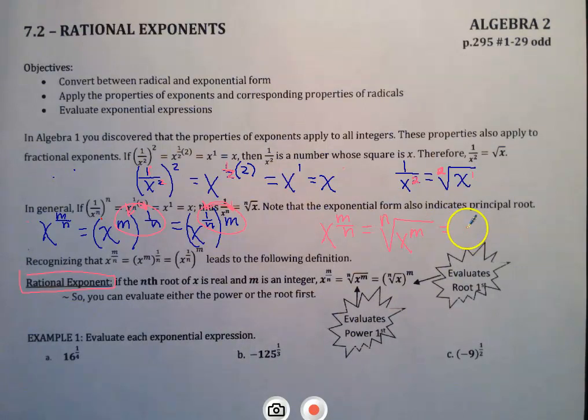Or we can take our index and evaluate the root, so we can find the square root of x, the cube root of x, and then we can apply the m after we do that. Either way, we're going to get the same answer.